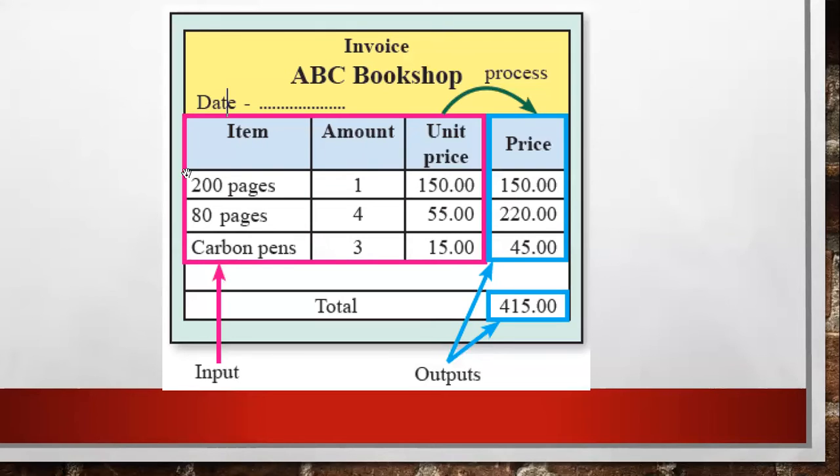The total price for the 80 pages books is 220. Then there are 3 carbon pens. The unit price of a pen is 50 rupees. Then the price of 3 carbon pens is 45. Then 415 is the total price for these items.